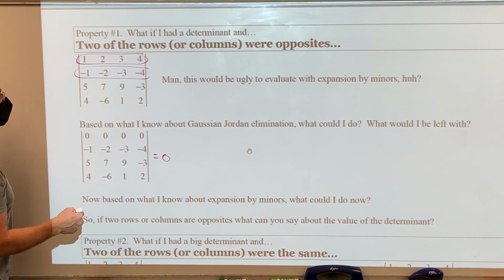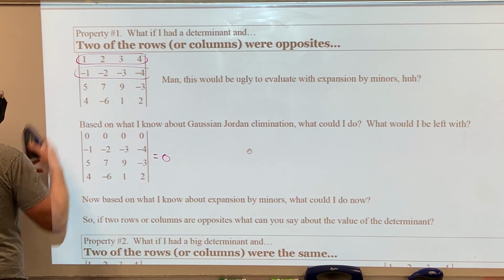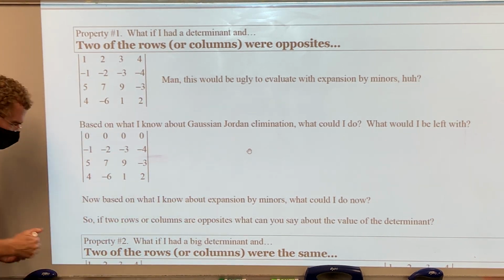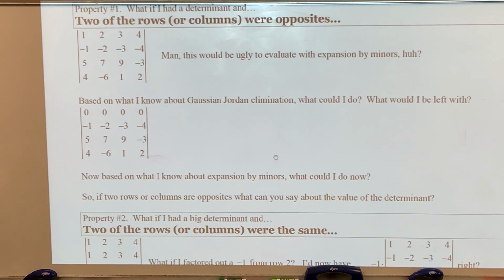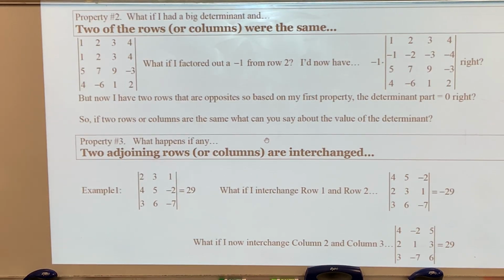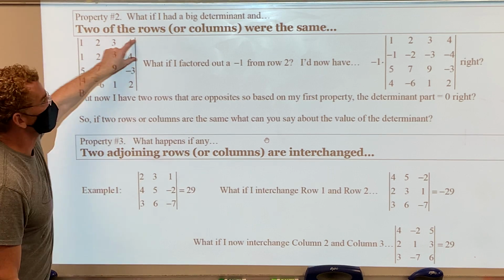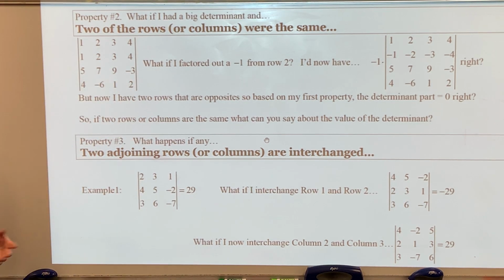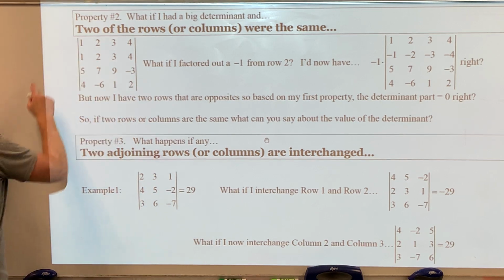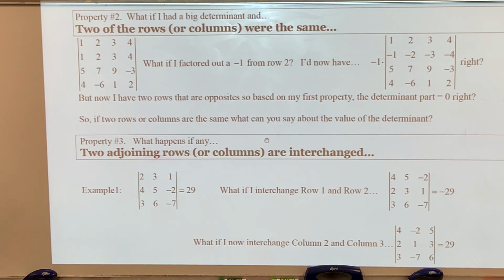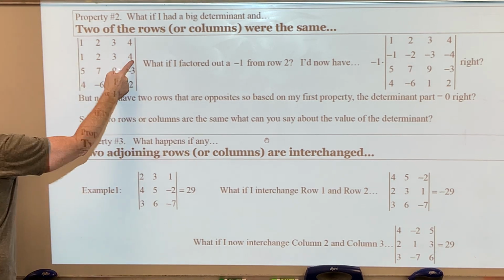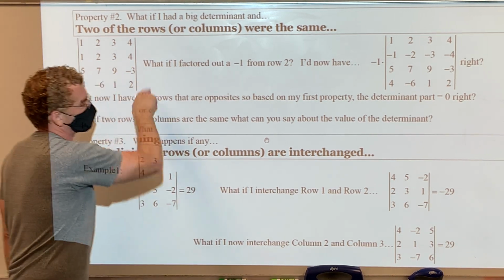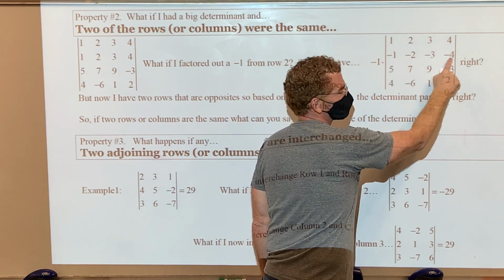Now I'll go one step further. What if they're the same? So that was your first property. Well, what if they're the same? Well, if they're the same, don't you have the right to factor out something, but just out of a row or just out of a column? So what if I factored out a -1 out of, say, row 2? Wouldn't that give me this?